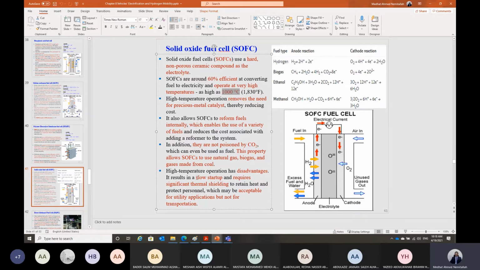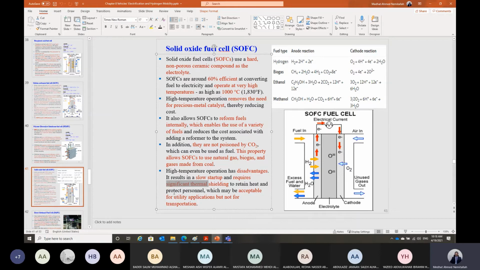But it has some disadvantages. It has a slow startup, and due to this high temperature, it's very high temperature, 1000 degrees C, it needs significant thermal shielding. We have to shield the fuel cell. So that's why this kind of fuel cell we can use in the utility, in different applications in the industry to produce electrical power.